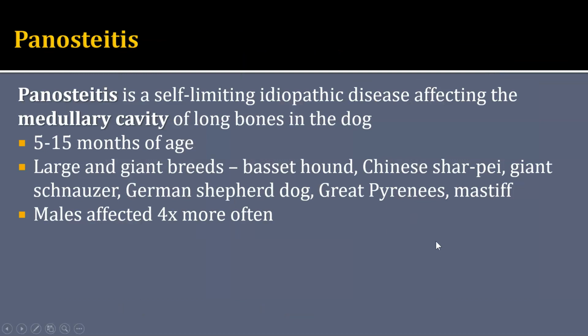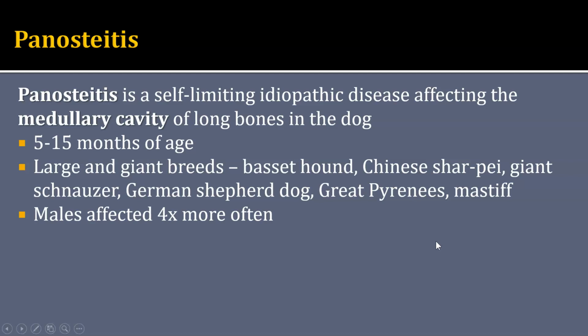More commonly, you will run into panosteitis. And panosteitis is a self-limiting idiopathic disease that affects the medullary cavity of the long bones, so predominantly in the diaphysis, but can be down toward the metaphysis in the dog. This occurs at a little bit older age and even goes on to older, almost skeletally mature patients. So it'll occur between 5 and 15 months of age, and it may actually affect older patients and has been reported in dogs as old as 7 years.